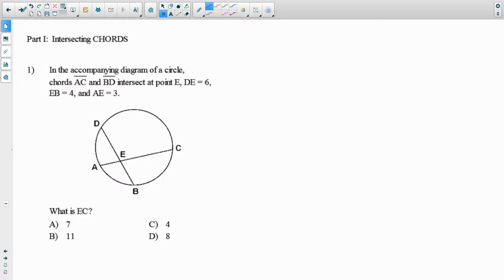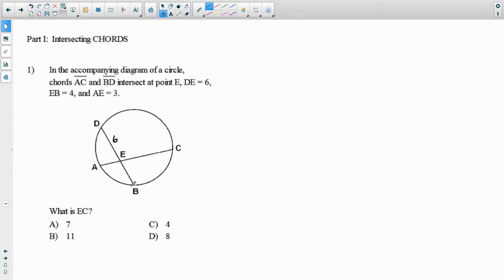Okay, let's take a look at some problems. So here we go. Part 1, intersecting chords. In the accompanying diagram of a circle, chords AC and BD are drawn and intersect at E. Okay, this looks familiar. Segment DE is equal to 6. I'm going to put that in here.